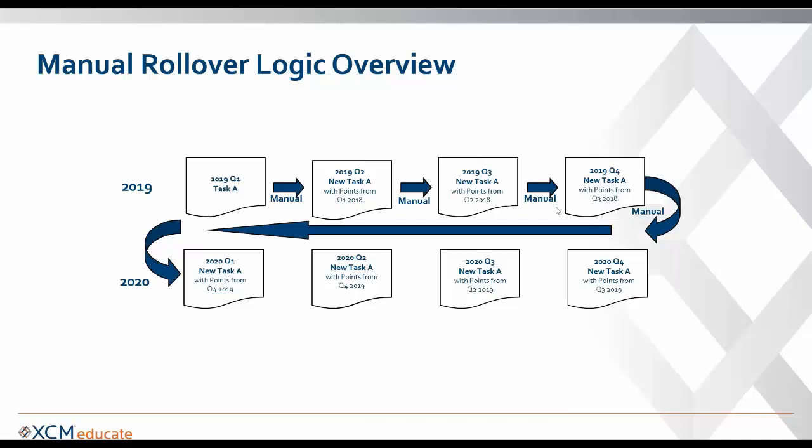The manual rollover process is somewhat similar to our recurring task logic, except you have to do it manually. So you could roll Q1 to Q2, but you have to do it manually. Q2 to Q3 can be rolled, but manually, and so on and so forth through your tasks.